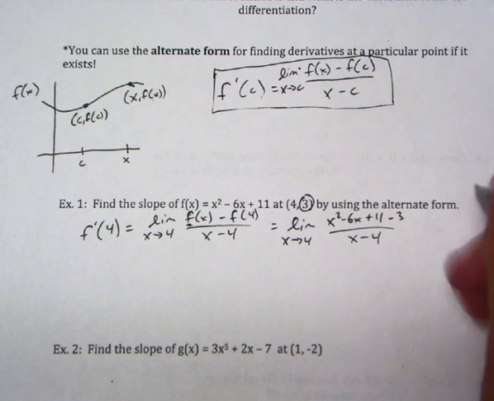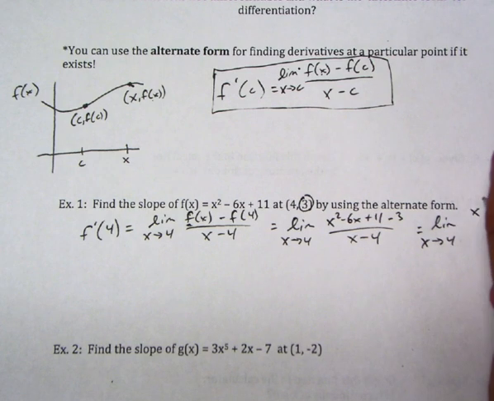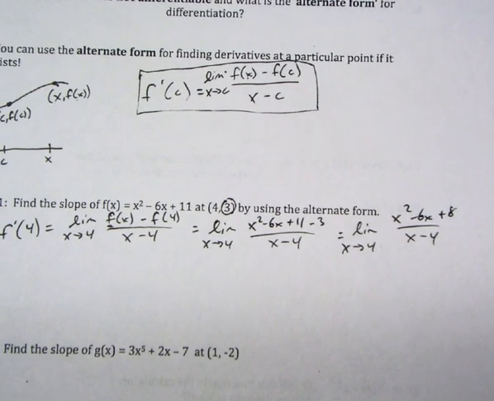We can combine the 11 minus 3, so we have the limit as x approaches 4 of x squared minus 6x plus 8 over x minus 4. And so here's a case now where you would try direct substitution. But the problem is, if we plug 4 in for the x here and x here, we're going to get 16 minus 24 is negative 8 plus 8 is 0 over 0. We get 0 over 0. But that doesn't mean the limit doesn't exist. That just means we have to try other things.